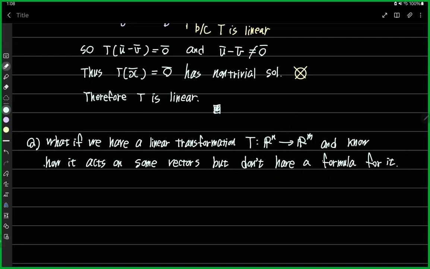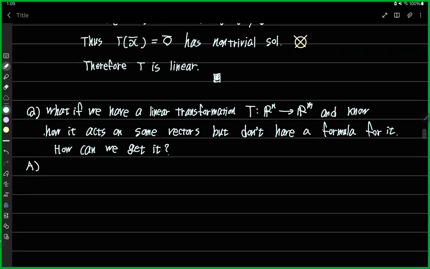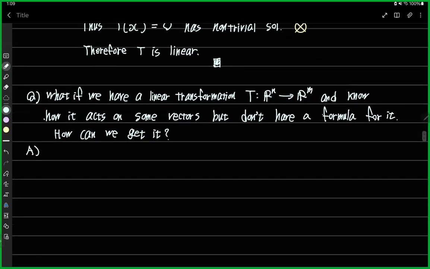So how can you get it? Here's the answer: examples. Let's get some clue from an example. Think about a linear transformation from R3 to R2. And E1 is a standard basis vector.